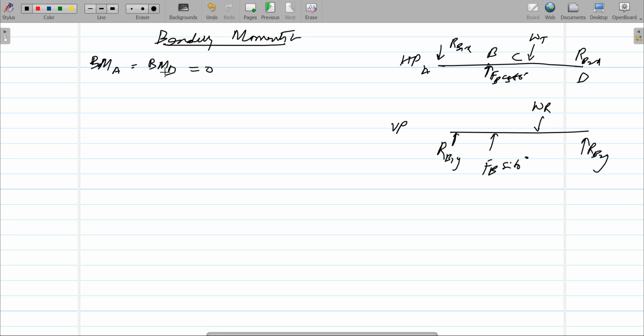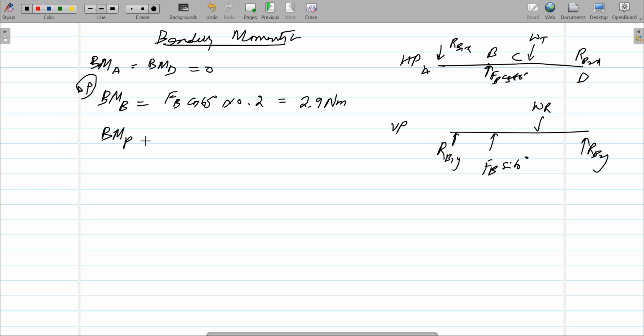So at the end of these two shafts, the bending moment will always be 0. So we have to find the bending moment at points B and C. The bending moment at point B is FB cos 60 into 0.2, and it's anti-clockwise, so we have to take it positive, which is 2.9 Newton meter. This is in the horizontal plane.